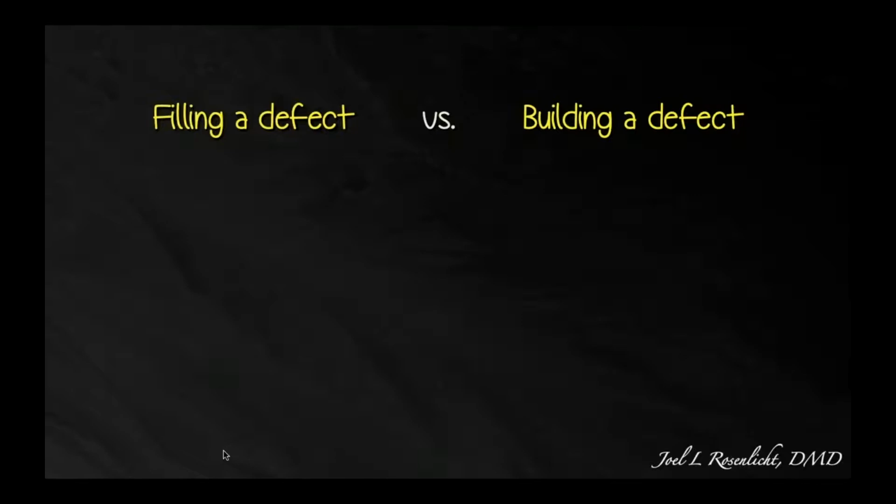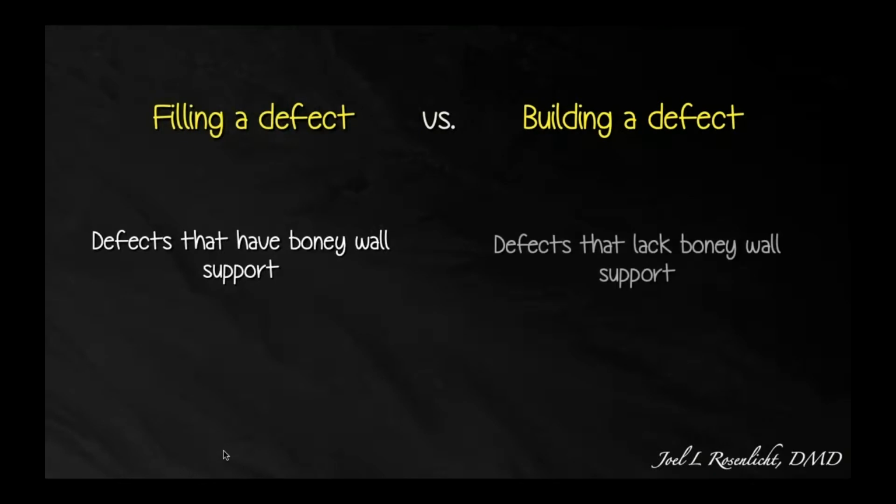So let's talk about that tooth extraction, okay? Let's talk about filling a defect or filling a hole as opposed to that augmentation, that vertical or horizontal bone loss that has to be augmented. So filling a defect means that the defects have bony walls to support the graft, and building a defect means that they lack a bony wall and you have to offer one or supply one for that particular graft.